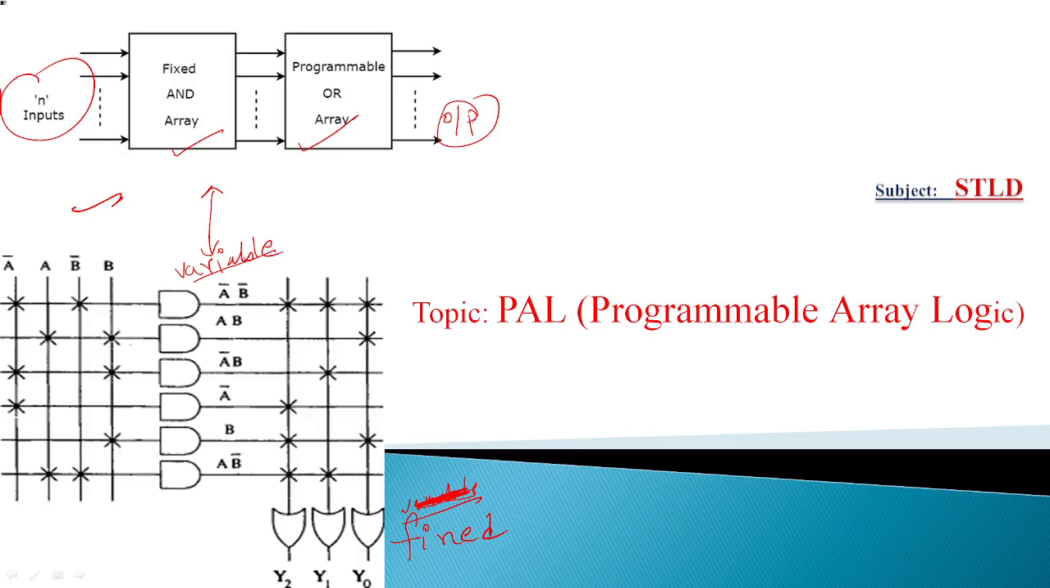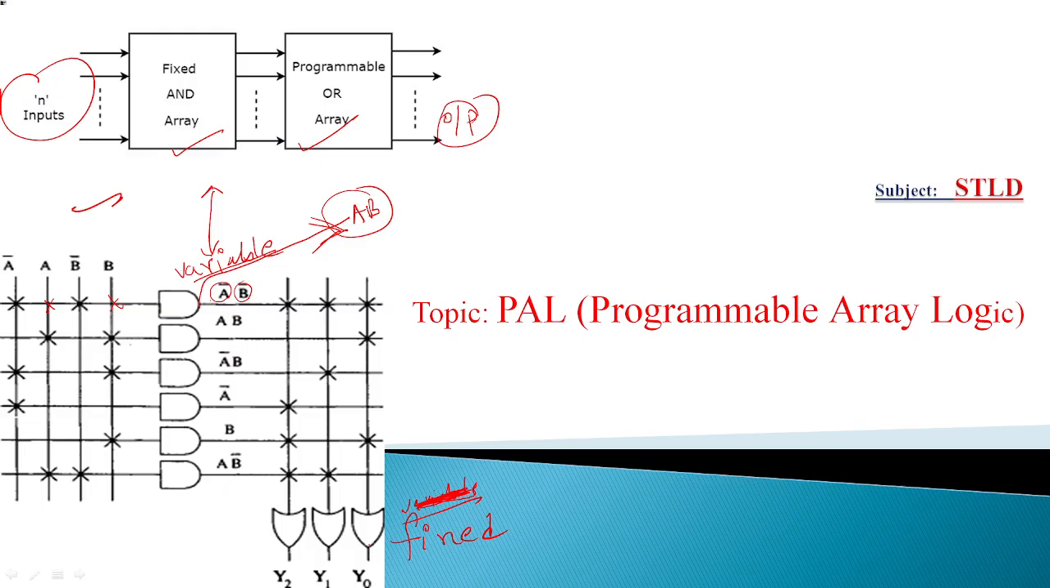Even if you go for this, A bar is connected by a wire and B bar is connected by a wire here. Variable means that instead of this we can vary it. I want A comma B. So that is the meaning: instead of A bar comma B bar, I can write a program to get AB. This is the variable meaning, programmable. So we can change the output for this AND array, but this OR array is fixed.